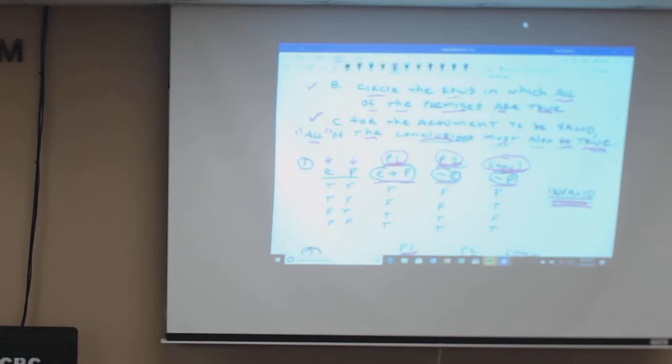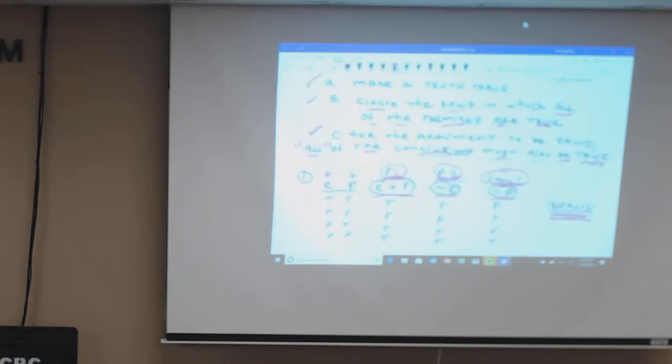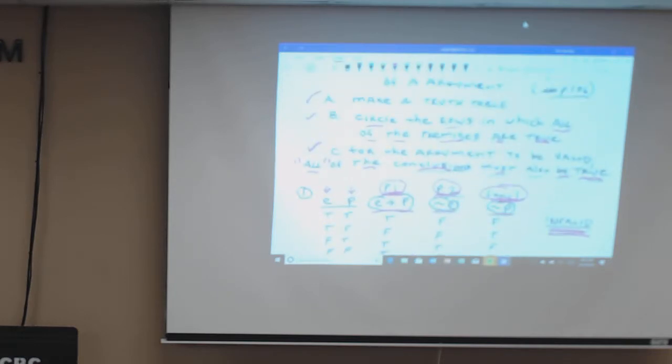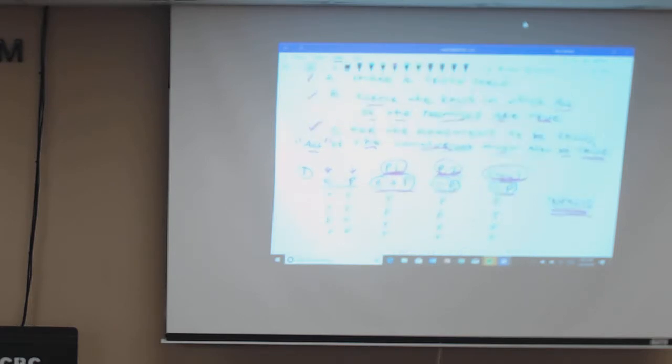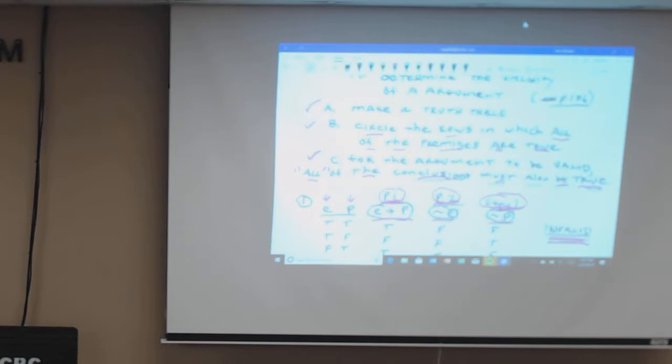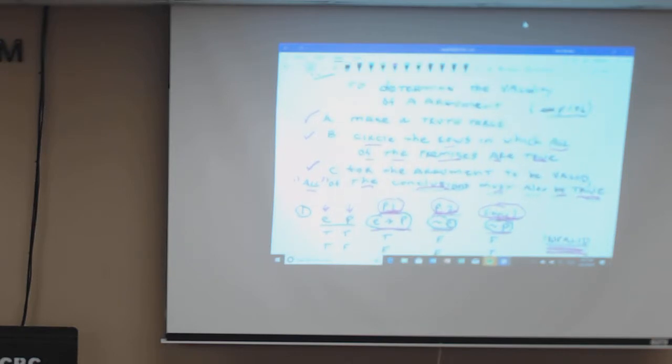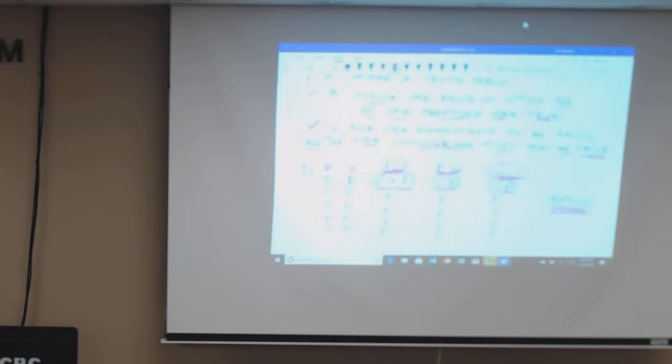So now I've got my picture here. I've done the first thing, make a truth table. So I've done A. I've made a truth table. Now what did I say for B to determine the validity of an argument? Circle the rows in which all of the premises are true.